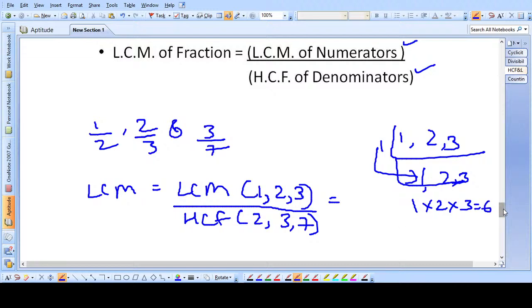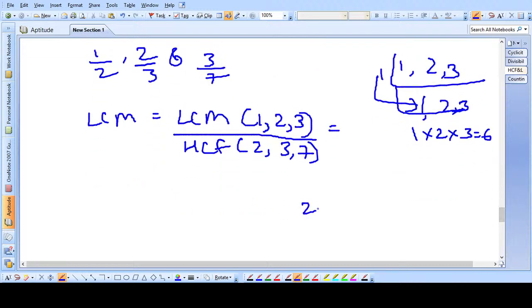And what is the HCF of 2, 3 and 7? Yeah, the same, no number can divide them. And what do we take in the HCF? Only the things which are in the ladder, not the ones below. So there is no number except 1. So what is the LCM? It is 6, and what is the HCF?